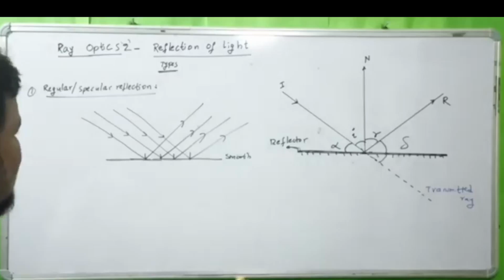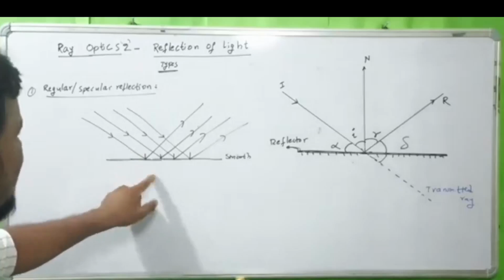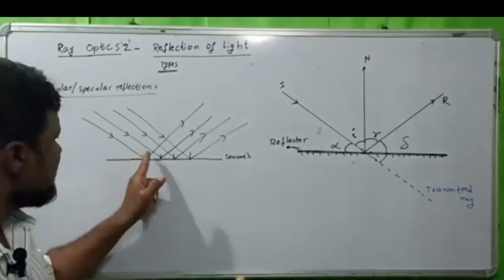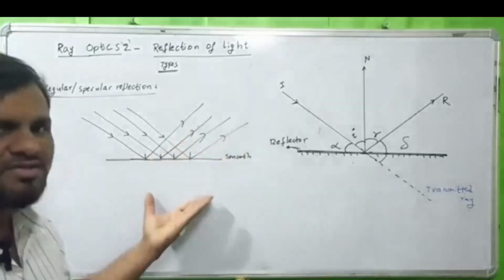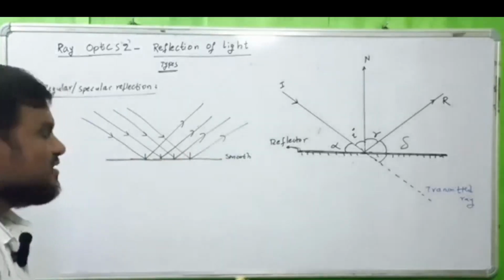If you can see here, light follows laws of reflection. You can observe this: angle I is equal to angle R. It follows laws of reflection. Even the first law and second law, light follows.